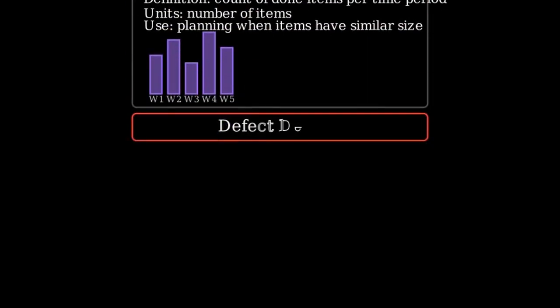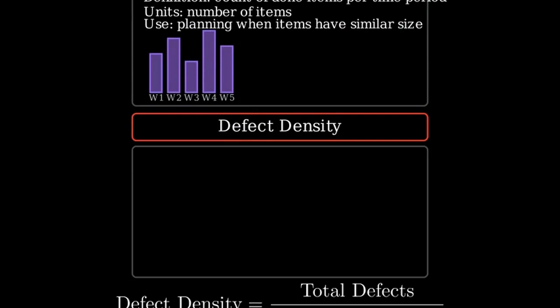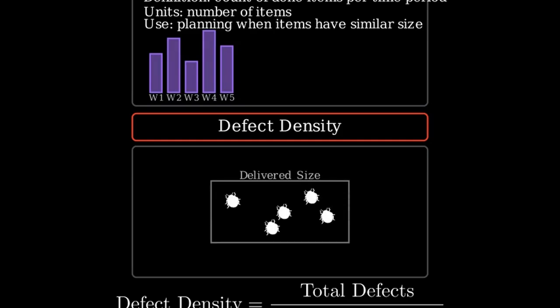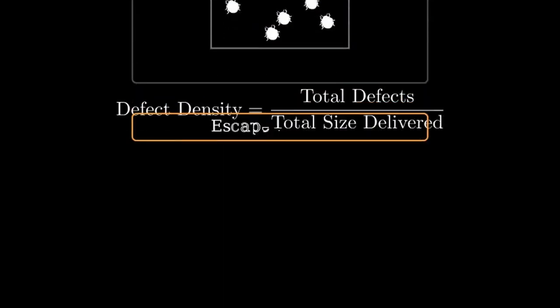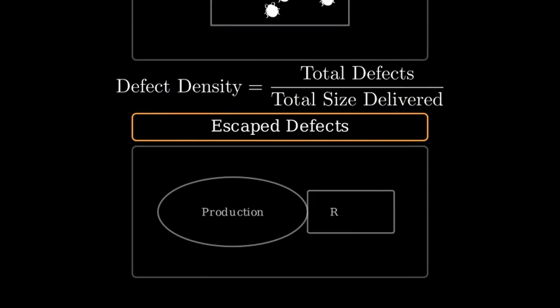Defect density is the number of defects per size of work delivered. We compute defects divided by delivered size, such as defects per 1,000 lines of code or per story point. A quick visual: think of a delivered block and the defects sprinkled within it. Escape defects are the bugs that reach customers in production. We simply count those production-reported defects per release or sprint and aim to drive this number down.